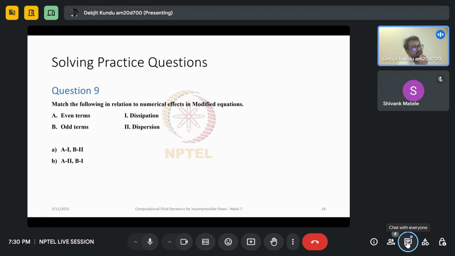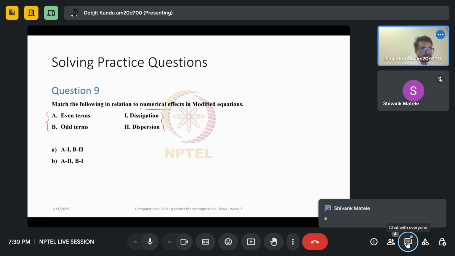All right, coming to question number 9. So 9 and 10 should be very simple. You have to match the following in relation to numerical effects in the modified equations. What do even terms and odd terms result in? Is it numerical dissipation or numerical dispersion? There are two options, A1, B2 or A2, B1. Option A, A1, B2. Good. That's the correct solution.